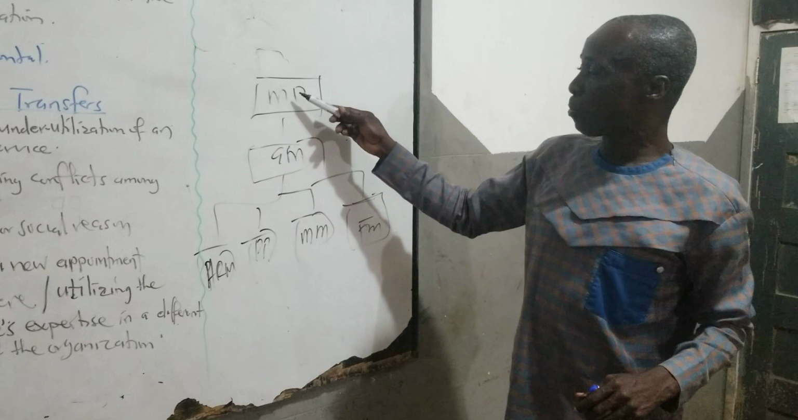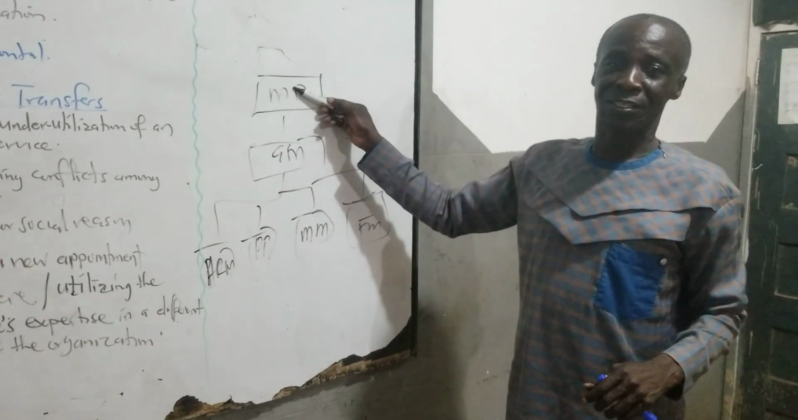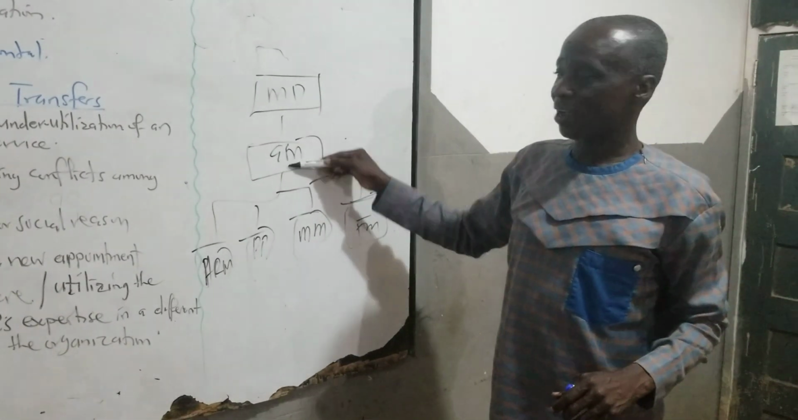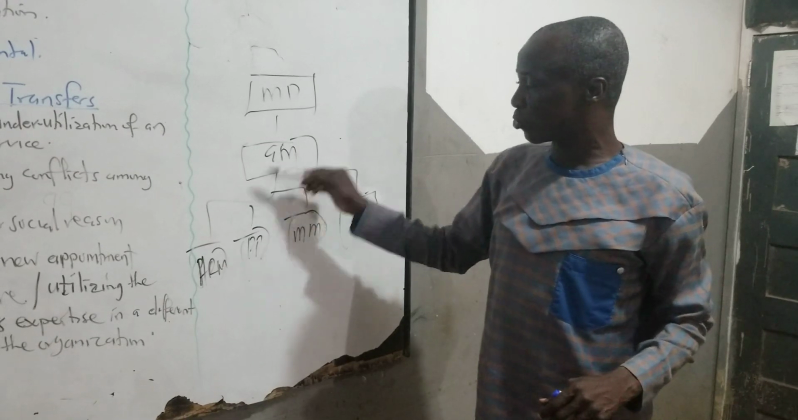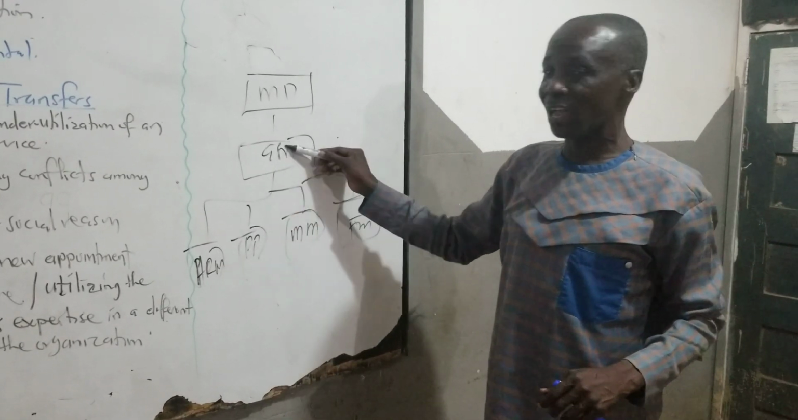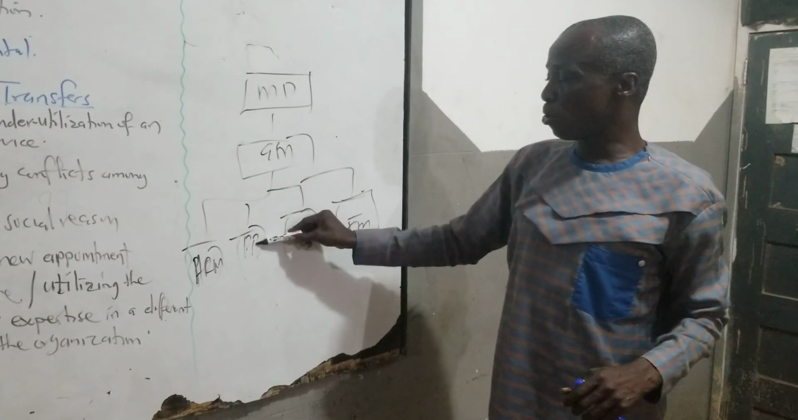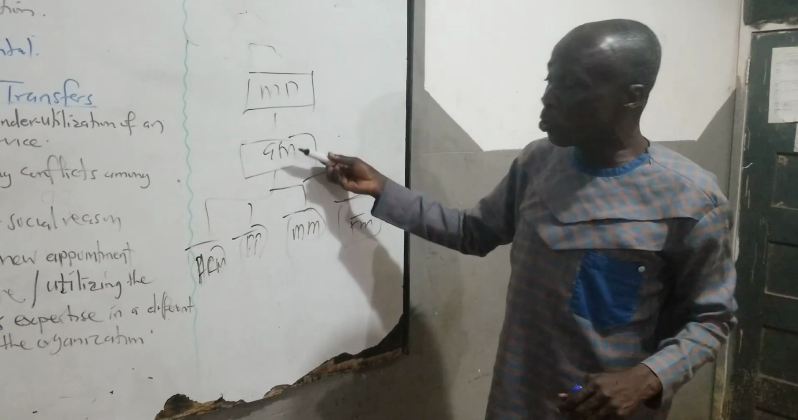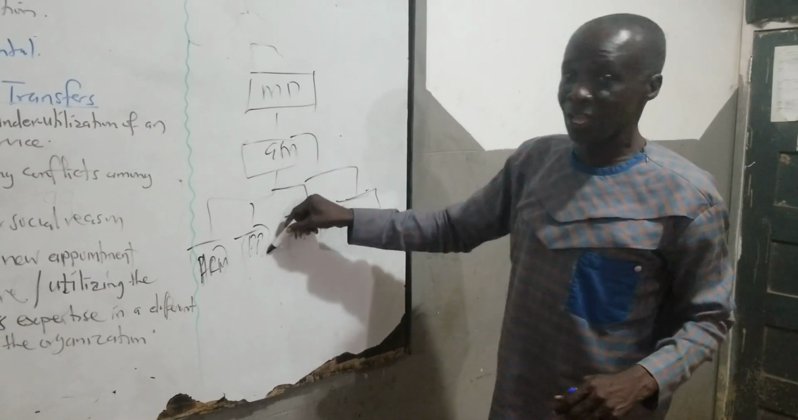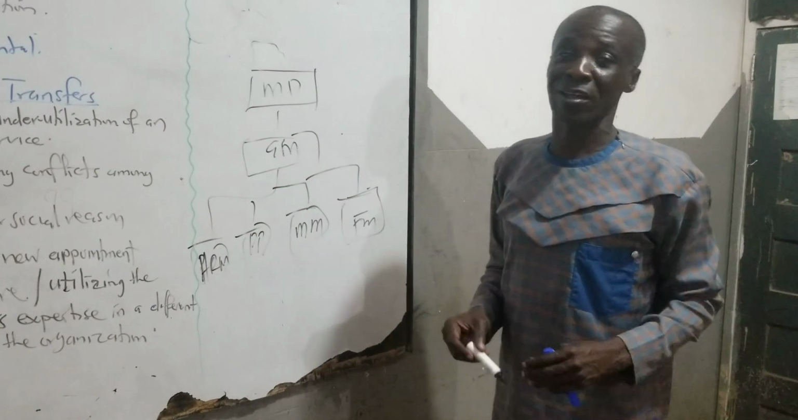So you can move from this place to this. That's from a lower rank to a higher rank. You can move from here to here. From a lower rank to a higher rank. You can move from here to here. A lower rank to a higher rank. You can be moved from this one to here. A higher rank to a lower rank.